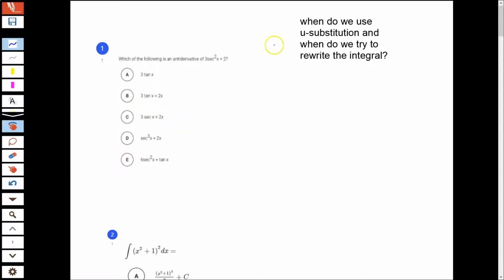The question that I want you to focus on in this assignment is this question here. When do we use u substitution and when do we try to rewrite the integral? This is the first time you've had to choose between these two things. In the past, I've given you all u substitution problems or all rewrite the integral type problems. Here you have to decide which is which. So we'll talk about that question as we go.